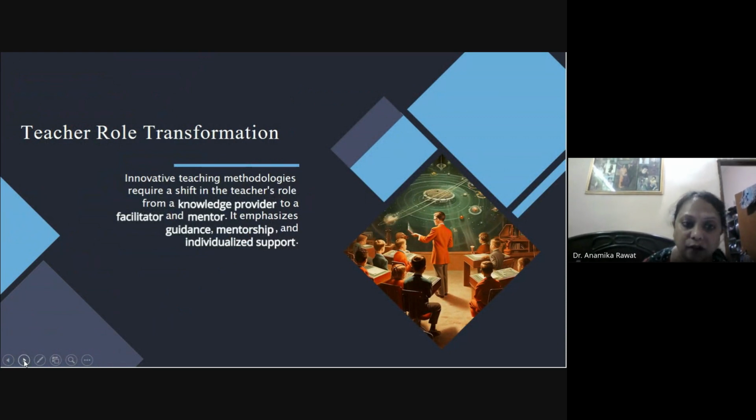Teacher role transformation is a more important point in innovative teaching methodologies. Nowadays we have to become a mentor, not just a teacher. What is the difference between teacher and mentor? The teacher is a person who delivers the lecture in the class and is free, but a mentor is a person who takes care of what was delivered, what they understood, and how they are performing. In today's scenario there is a need for a mentor, not a teacher, because students are quite different compared to the past.